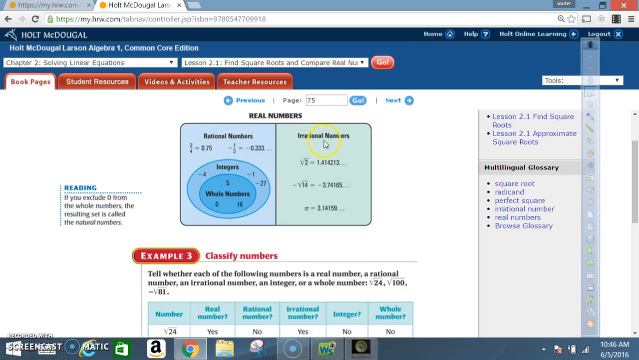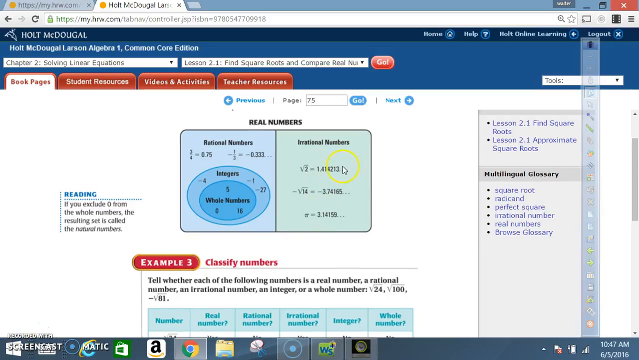Notice that irrational numbers continue on. They do not repeat. They continue on. And notice, they do not terminate. Dot, dot, dot. That means that the numbers keep on going.